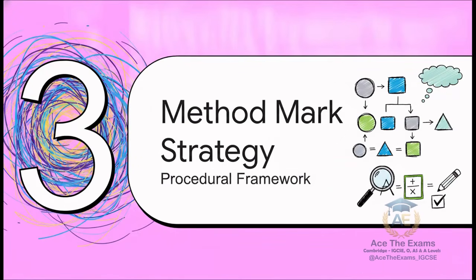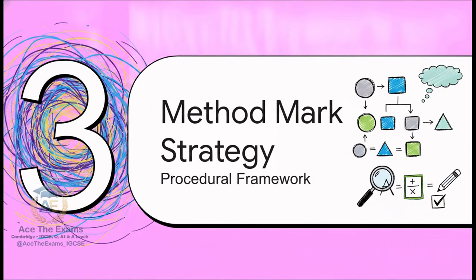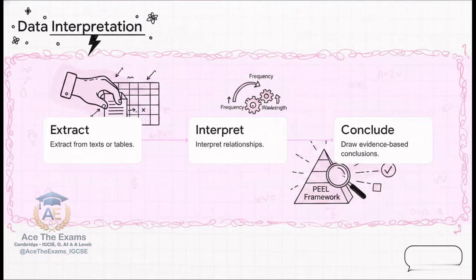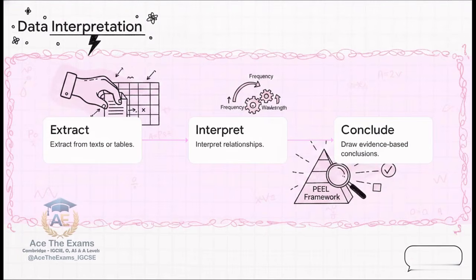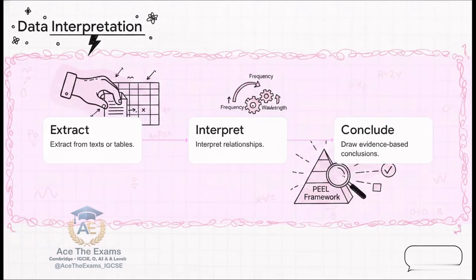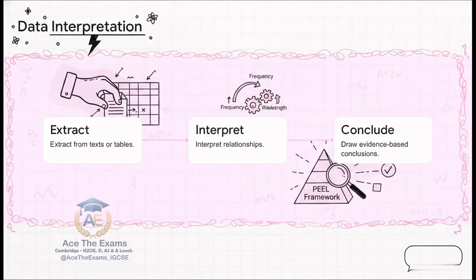Right, let's pivot to Section 3, the method mark strategy. This is an absolute game changer. Marks are awarded for the procedural framework itself, even if you mess up the final calculation. Let's walk through the exact procedural checklist examiners look for when grading your data interpretation skills. This is how you secure those critical method marks. Imagine a 60-second timer on your screen right now as we do a live rewrite of a bad answer.